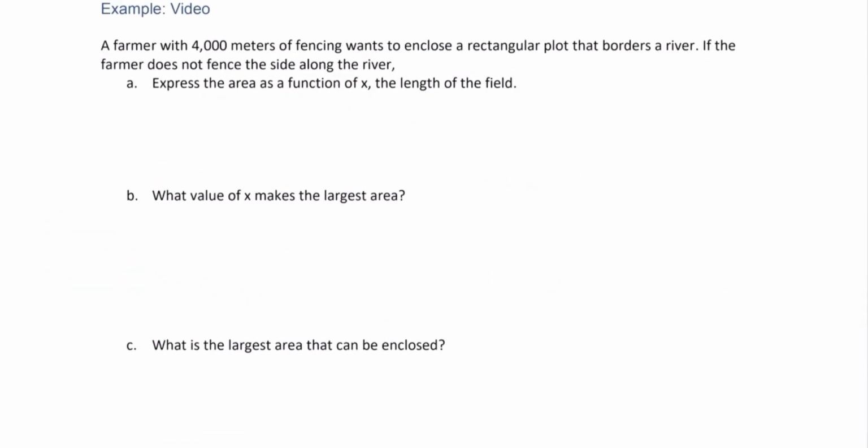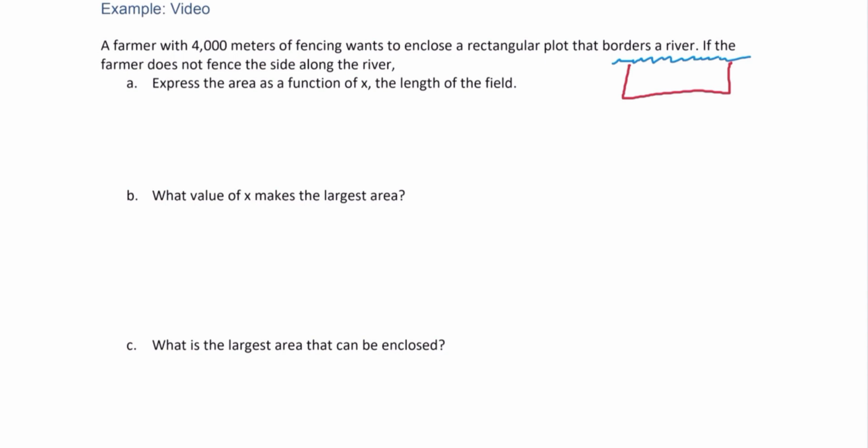A farmer with 4,000 meters of fencing wants to enclose a rectangular plot that borders a river. If the farmer does not fence the side along the river, express the area as a function of x, the length of the field. So this time we have fencing on 3 sides, but there's a river on one side that does not need fencing.